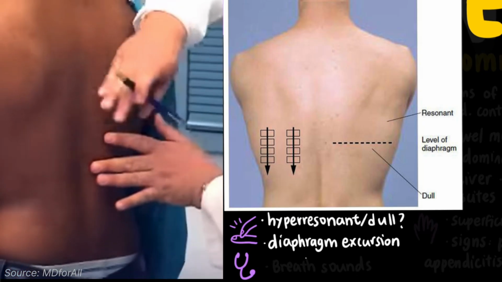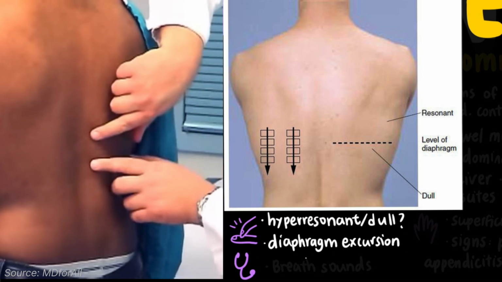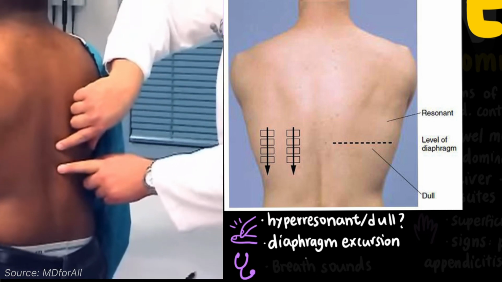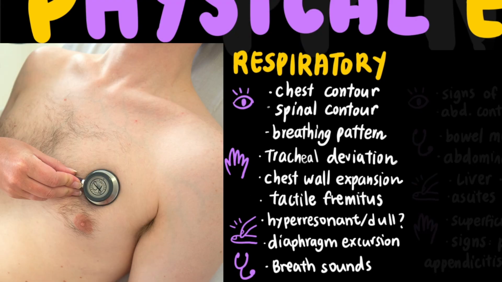Decreased diaphragm excursion could be seen in conditions like pleural effusion, pneumothorax, lung collapse, or phrenic nerve palsy. Finally, on auscultation, we listen for breathing sounds, whether they are vesicular or abnormal, such as crackles, wheezing, or decreased breathing sounds, which can help localize disease.